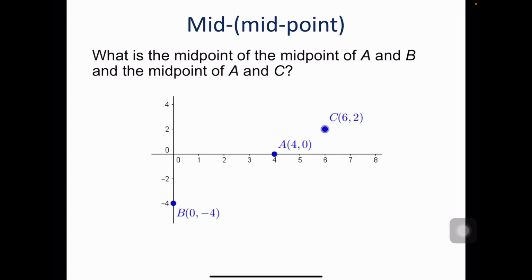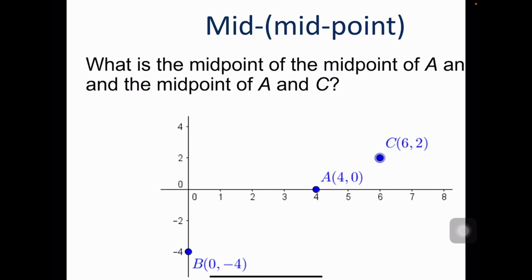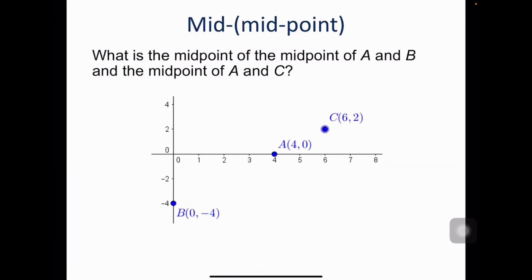Okay, in terms of a hint, what I'm going to do just to help you answer this question, I'm going to draw a line from B to C. Now you need to work out the midpoint of A and B and then work out the midpoint of A and C. Pause the video, try to answer the question using this hint, press play when you're ready to see the answer.